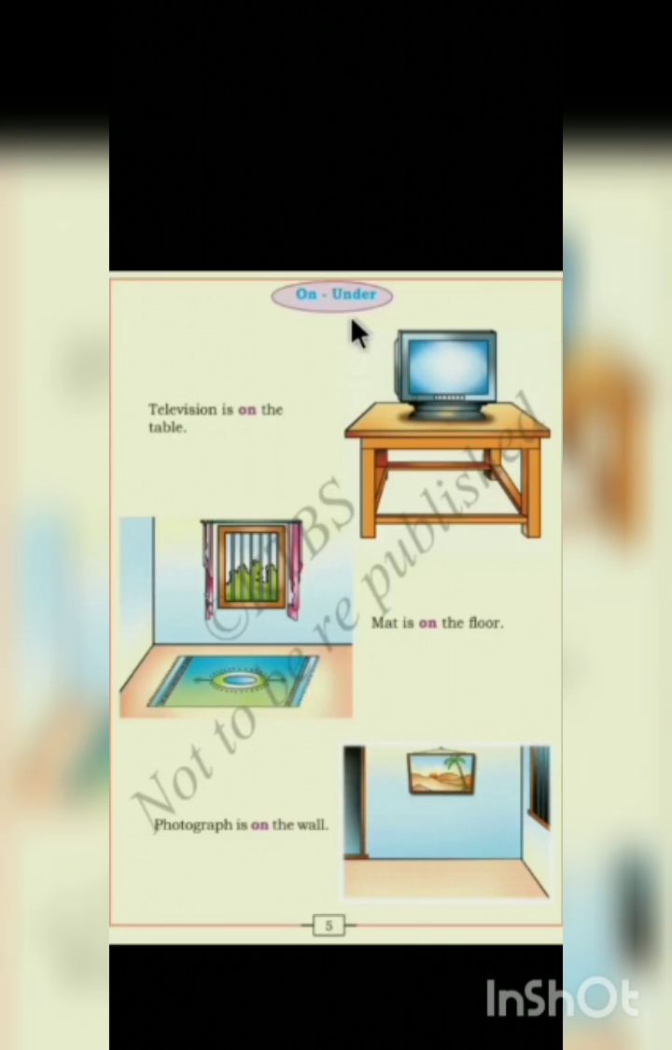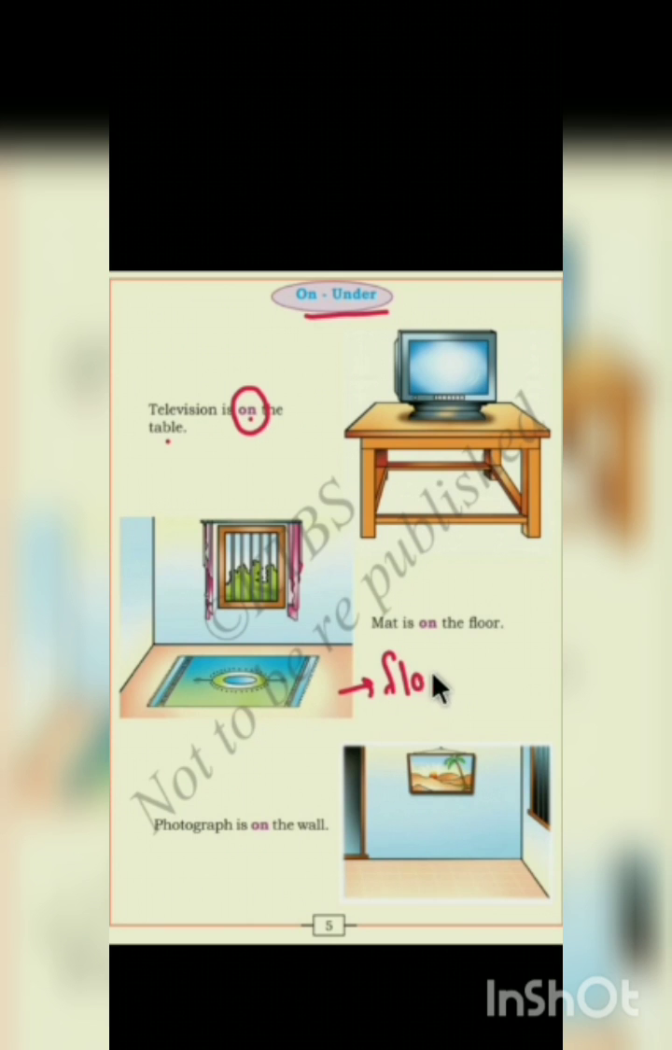Our next topic is on and under. Here you can see the picture. There is a table and on the table there is a TV. Television is on the table. Where is the television? Television is on the table.